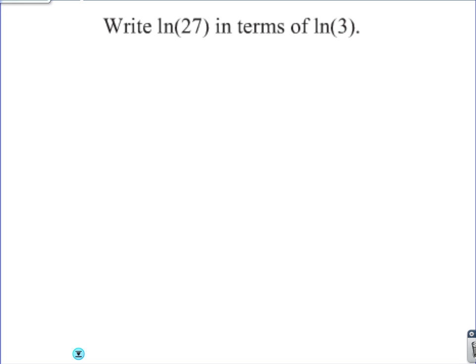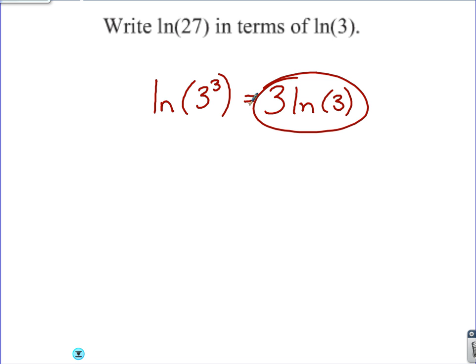Is 27 not 3 times 3 times 3? Right. So if I know what the natural log of 3 is, don't I know the natural log of 27? Power comes down front. That is 3 times the natural log of 3. So if I know what the natural log of 3 is, I can just multiply it times 3, and that's the natural log of 27. Good?